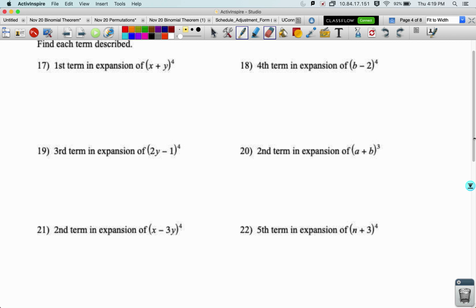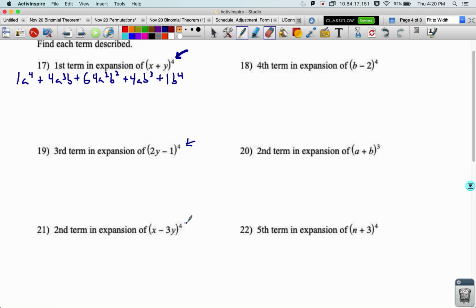Problem 17, first term in the expansion of this. The only thing I care about at first is that 4 up top, because that tells me what generic expansion I need to do. And I've got this maybe written down off to the side. If I need to recreate it really quick, I can, just by picking the coefficients from the 4th row of Pascal's triangle. So let's go 1, 4, 6, 4, 1.